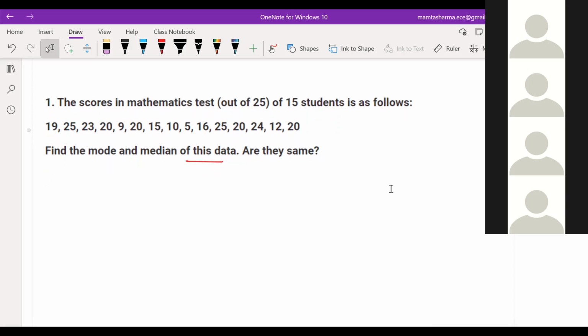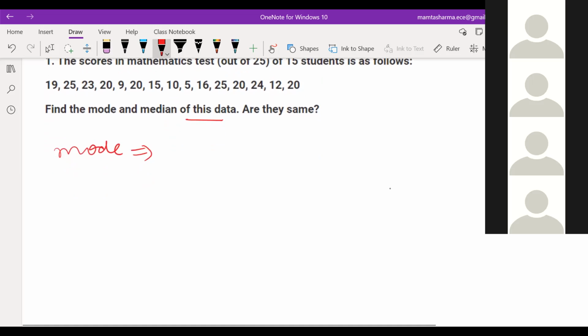Mode. Mode is the frequently occurring data. So which number is occurring frequently, or which number has the highest frequency? If there is a large amount of data, then to reduce mistakes you can arrange them in a tabular form.